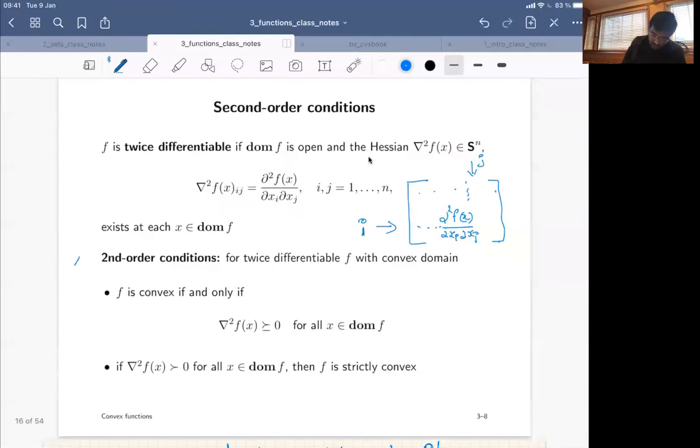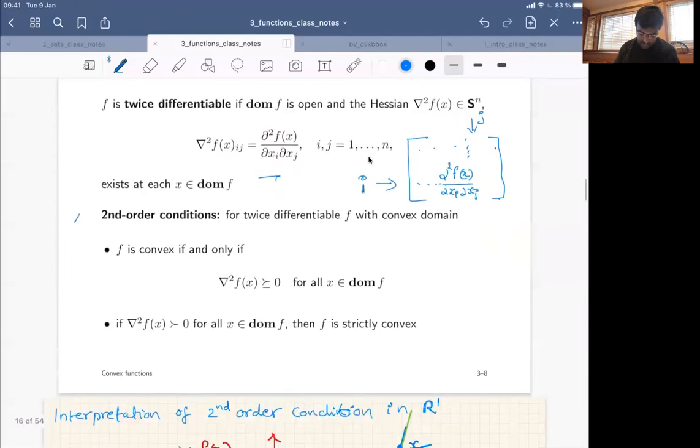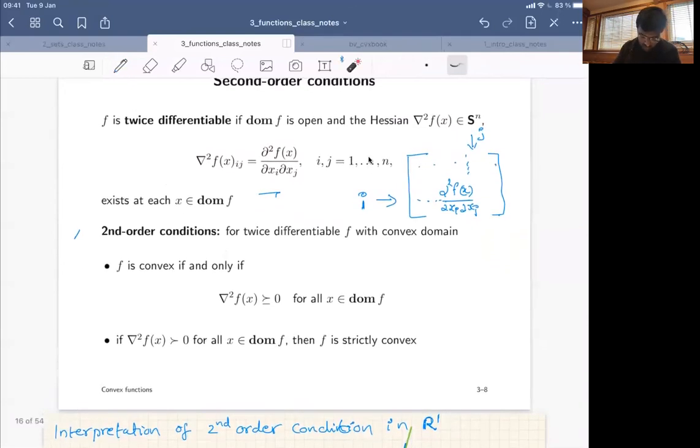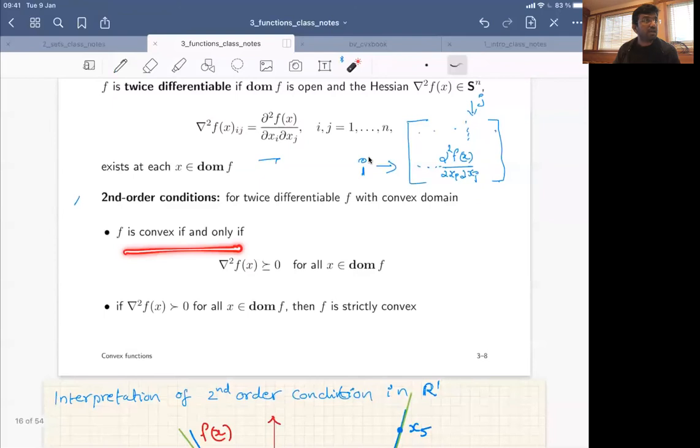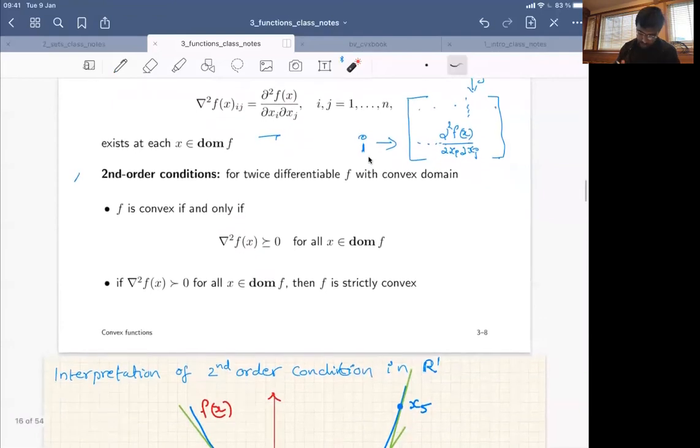So now, if f is twice differentiable, that means its domain is open and this Hessian matrix exists. In that case, now we will see what the second order condition is. f is convex if and only if this Hessian is positive semi-definite. Now, when do we say it is strictly convex? Just drop the equality here and make it a strict inequality. Then it is strictly convex.